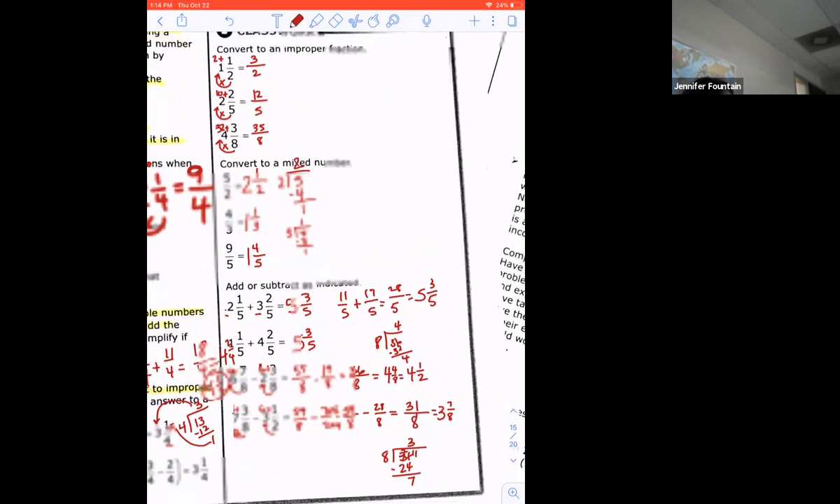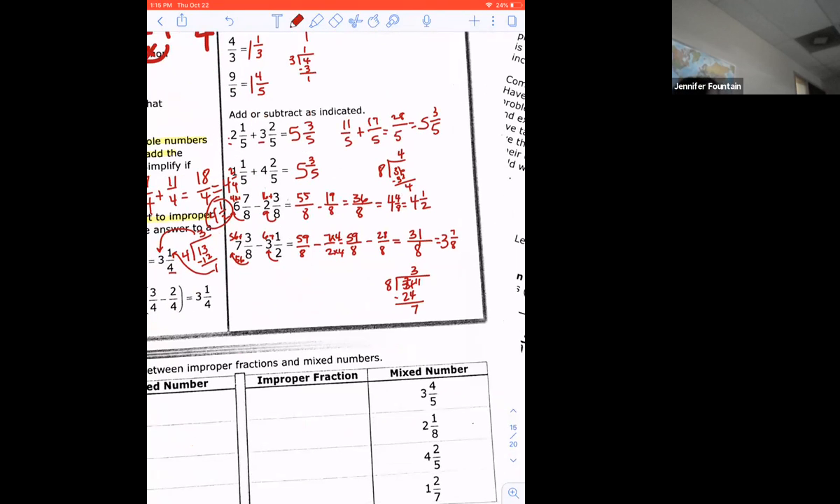To change a mixed number to an improper fraction, multiply the denominator by the whole number, then add, and keep your denominator. To go from an improper fraction to a mixed number, divide the numerator by the denominator. Your quotient is the whole number. The remainder becomes the numerator. The denominator stays the same.